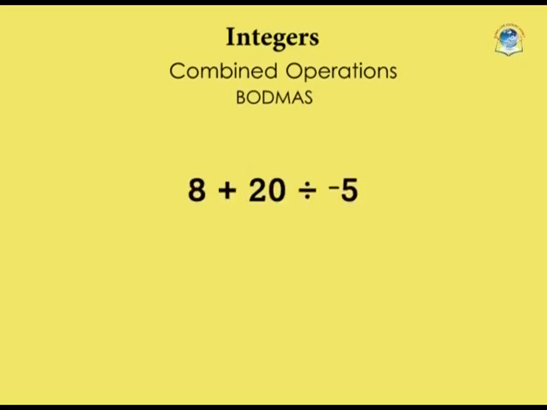How about 8 plus 20 divided by minus 5? Again, we start with division. 20 divided by minus 5 is minus 4. And so we have 8 plus minus 4. And that becomes 8 minus 4, giving us 4.